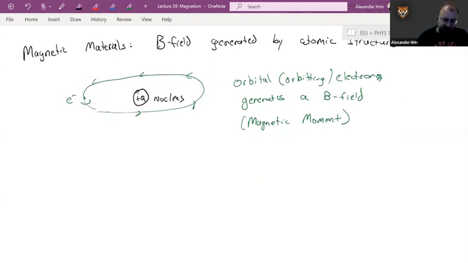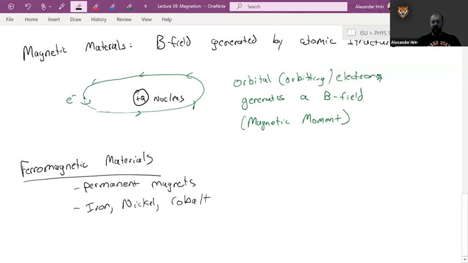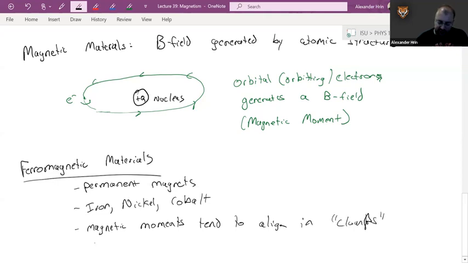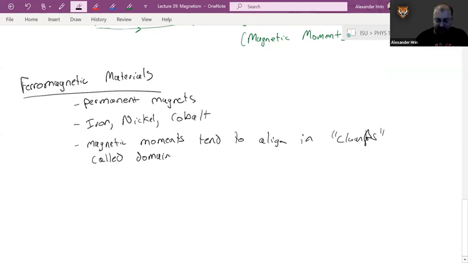And this is what actually happens in things called ferromagnetic materials. These are the things that permanent magnets are made out of, and it's really limited to a few elements: iron, nickel, and cobalt. Sometimes you can introduce some impurities to increase the ferromagnetic effect. But basically what's going on is that magnetic moments tend to align in clumps called domains. If you ever hear information about ferromagnetic materials, you probably hear this term, domain.